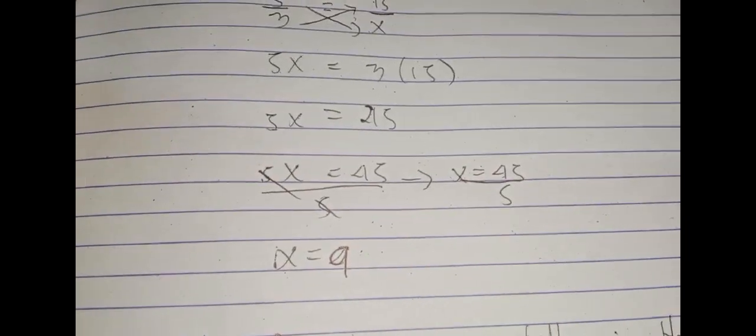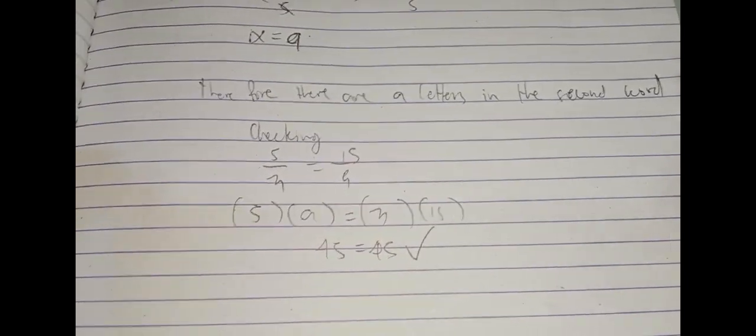So we got 5x equals 45. Then divide both sides by 5. So the answer of that is x equals 9. Therefore, there are 9 letters in the second word. For the checking, we're also going to do cross multiplication. 5 times 9 is equal to 3 times 15. So the answer is 45 is equal to 45. Now we know that our answer is correct.